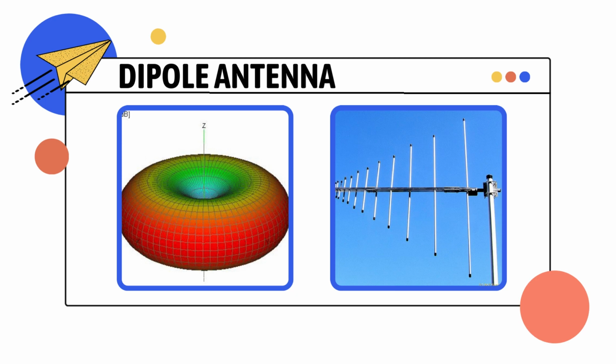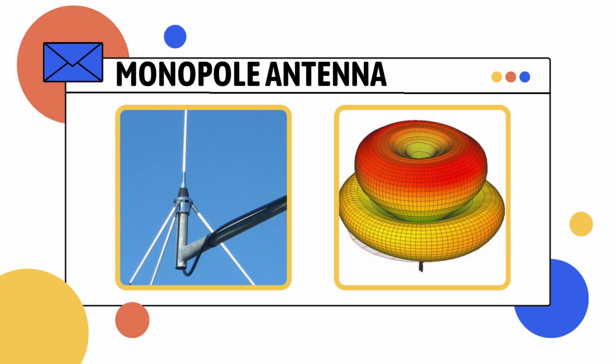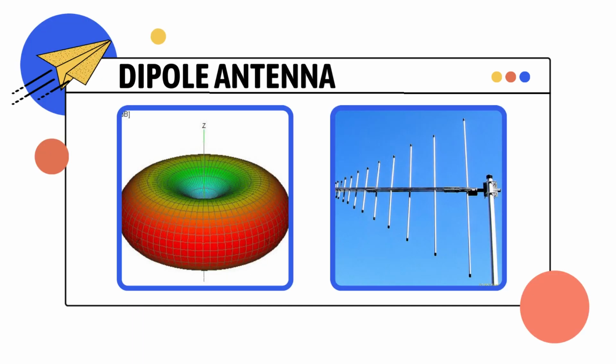First is the monopole antenna. A monopole antenna is a simple vertical antenna typically used in mobile devices or small wireless systems. And the second one is the dipole antenna. A dipole antenna is a simple antenna with two elements used in various applications, including Wi-Fi routers.